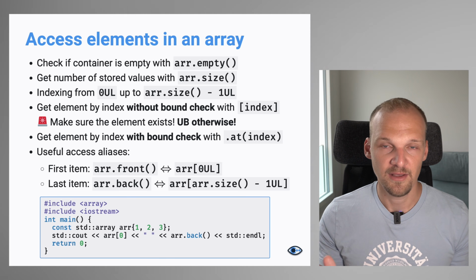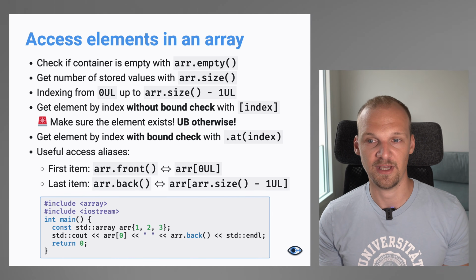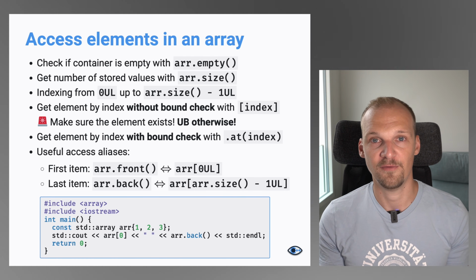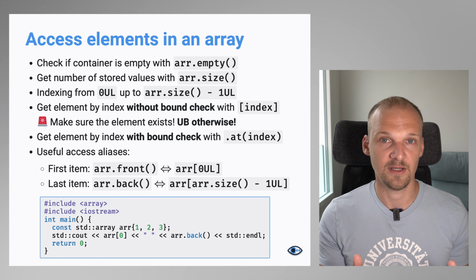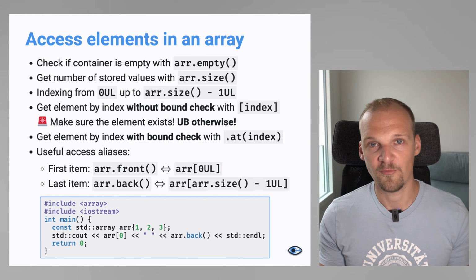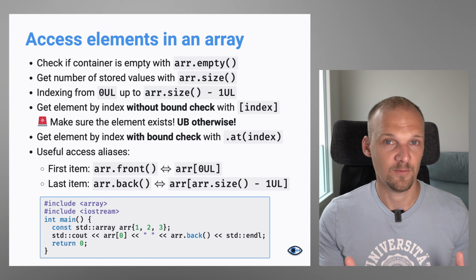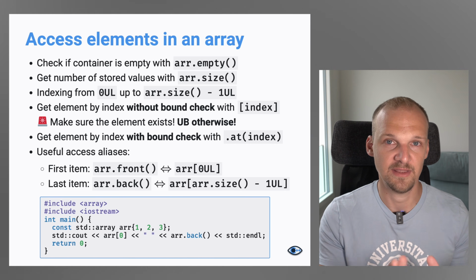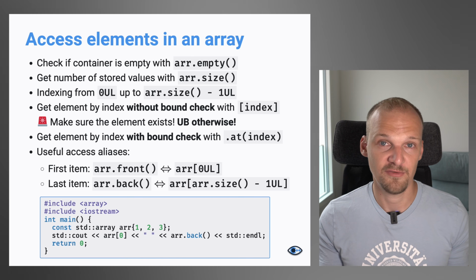So we can call the empty function to check if there are no values stored in it at all. We can call the size function to check how many values are stored in our array. And we can index this array from 0 to basically its size minus 1. And because we have those indices, we can get every element in that array by index. We can either use square brackets for it or a function at.